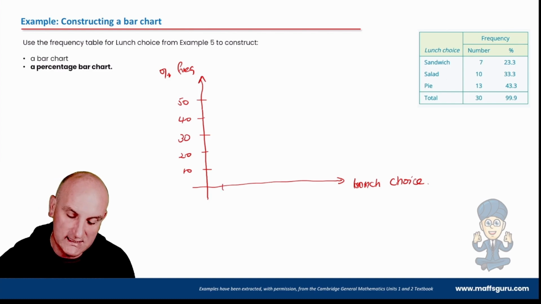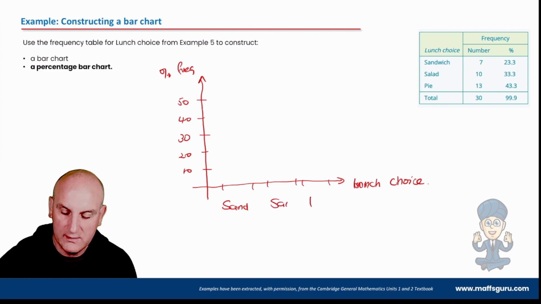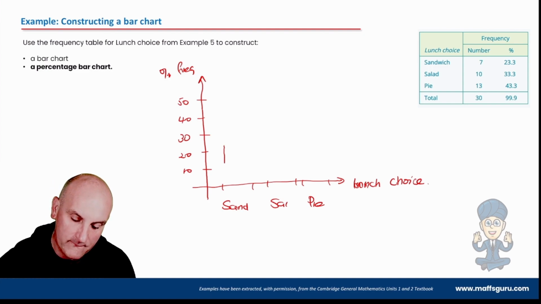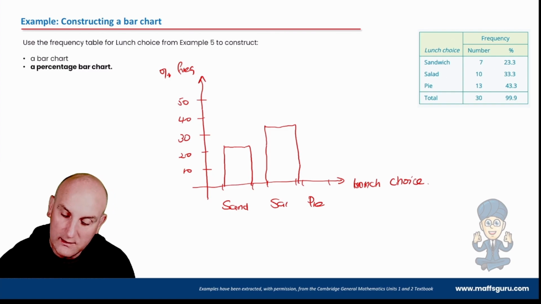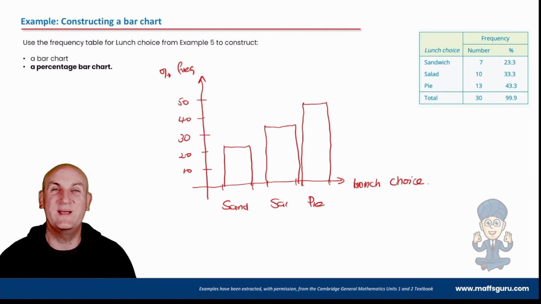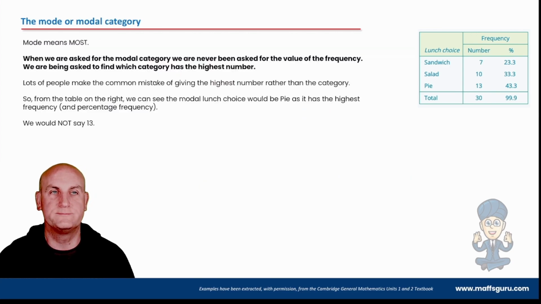My lunch choices stay the same with my 3 bars with gaps. You've got to have gaps. So we'd have sandwich, salad, and pie. My sandwich would be 23.3%, roughly speaking there. My salad would be 33.3%, roughly speaking there. And my pie would be 43.3%, which would be roughly speaking there. And that got spectacularly close to touching that bar with no gap. Whew, I'd have lost my marks.